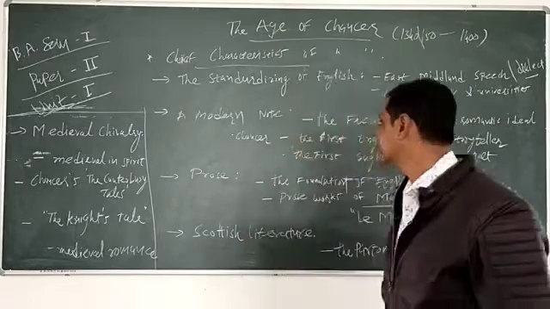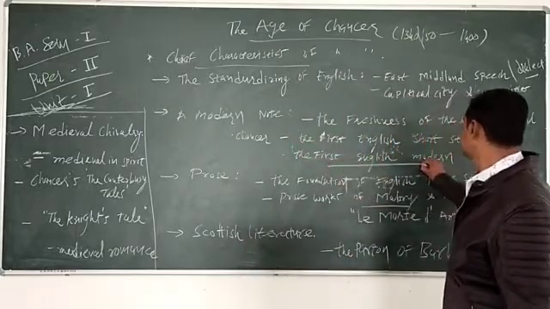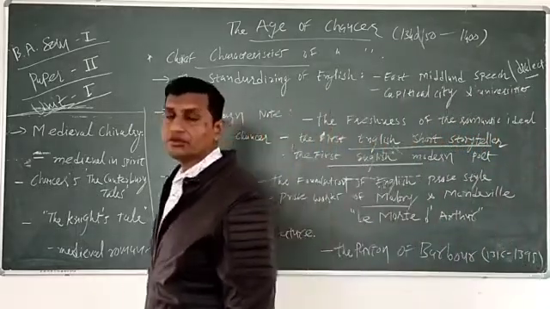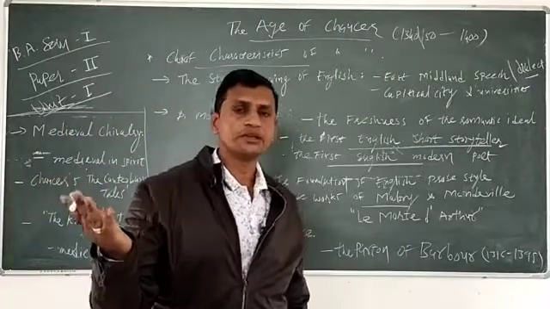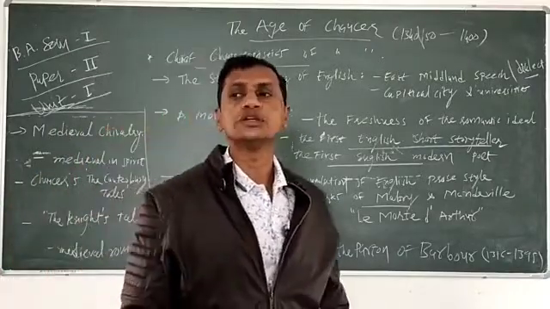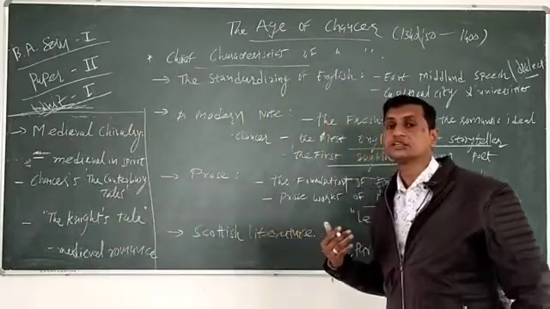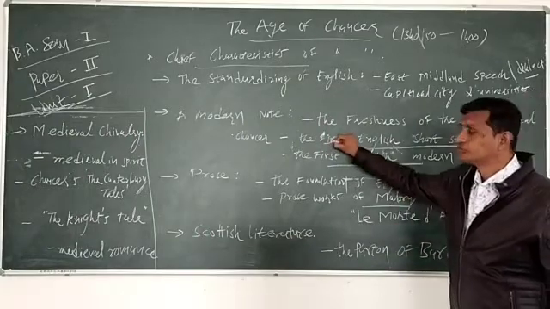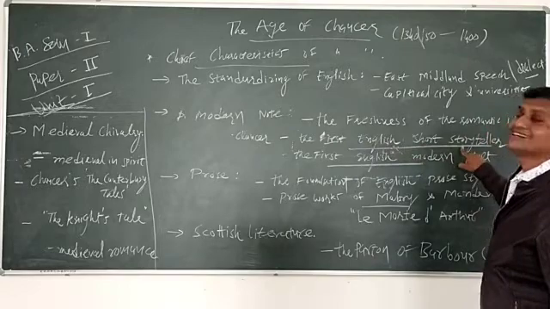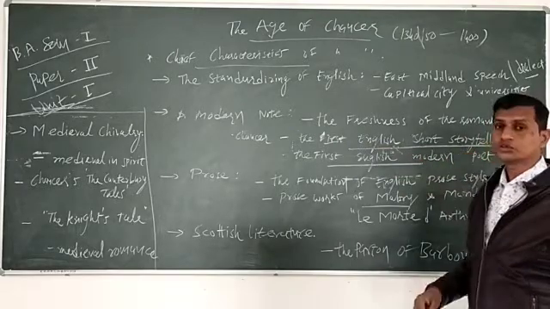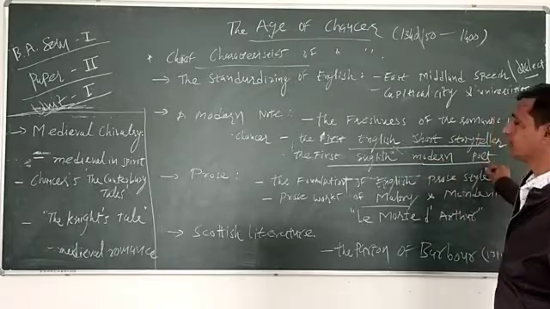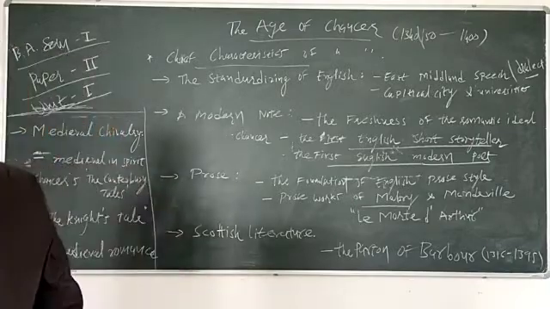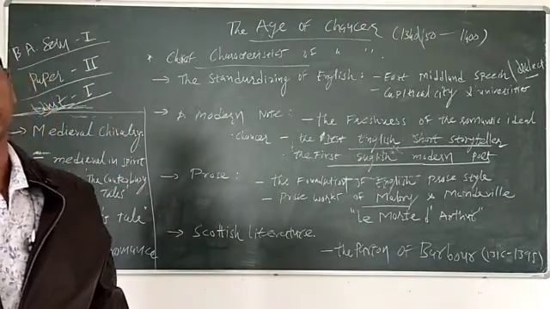And that's why Chaucer is regarded as the first English short storyteller, because the Canterbury Tales or the Legend of Good Women are stories, and Chaucer was a person who had a mastery of storytelling. He is also considered the first English modern poet. Chaucer is considered the first English modern poet and first English short storyteller.